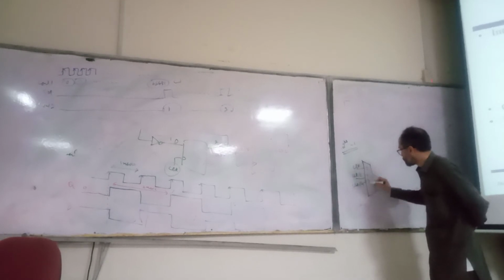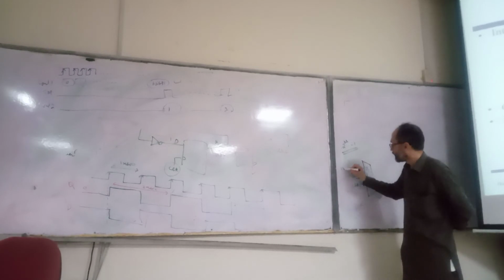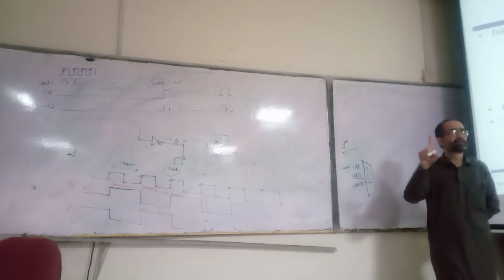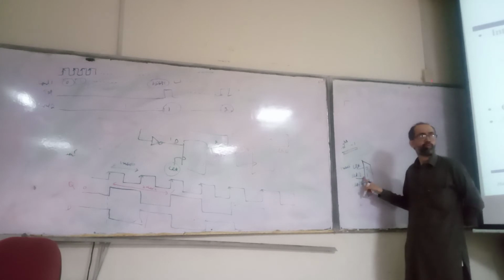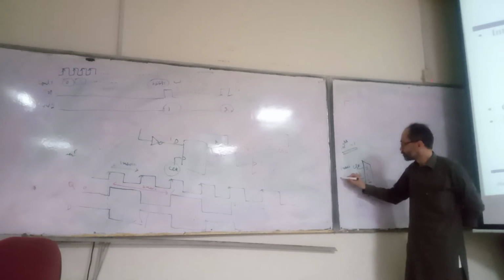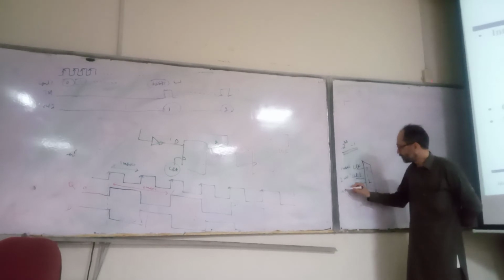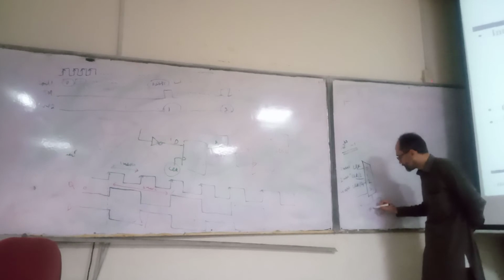So 0, 1, 2. This is clock. Now let's assume that the clock frequency is 1 gigahertz. If it is 1 gigahertz, what will be the clock period? 1 nanosecond. Clock divided by 2, what will be the period? 2 nanoseconds. Clock divided by 4, 4 nanoseconds.